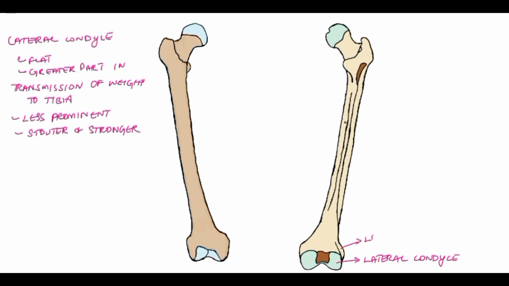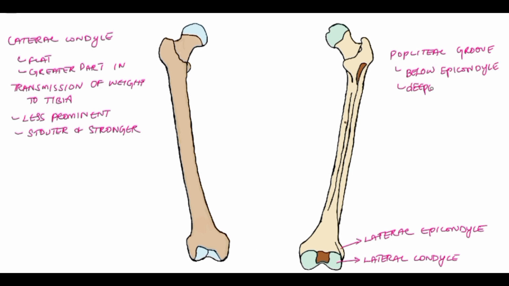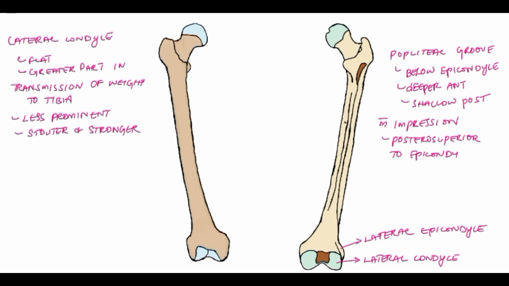condyle, stouter and stronger. Lateral aspect presents the following: a prominence, the lateral epicondyle; the popliteal groove lies just below the epicondyle, with a deeper anterior part and shallower posterior part. Muscle impression is posterior superior to the epicondyle.